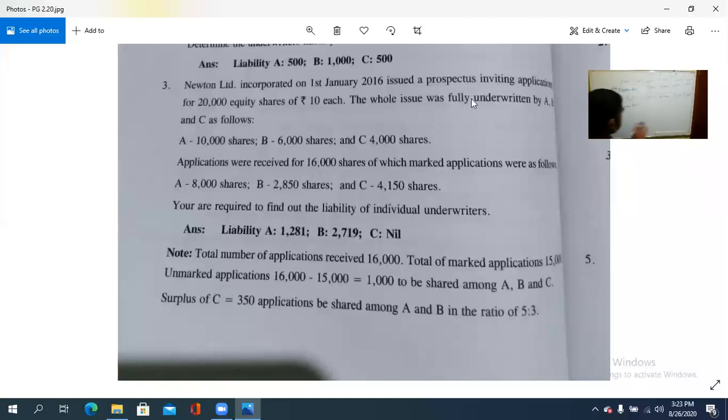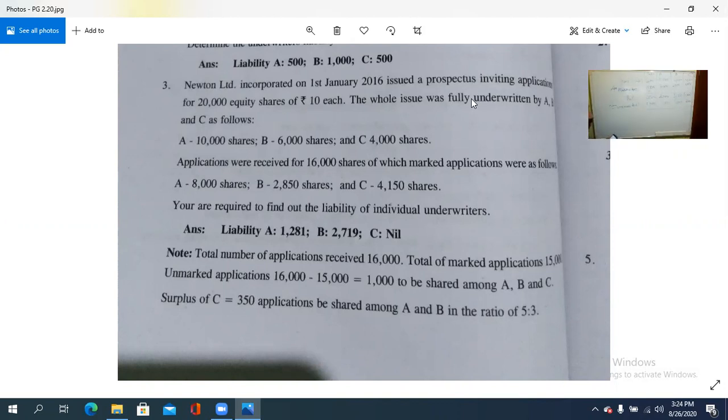So in continuation, unmarked application. Out of the 16,000, 15,000 is the marked application. So 1,000 is the unmarked application. How is it to be apportioned? On the basis of the gross liability. So 10,000 divided by 20,000 into 1,000, so it is 500 for the first case. Then next, 6,000 divided by 20,000 into 1,000, that is 300, and the last is 200.